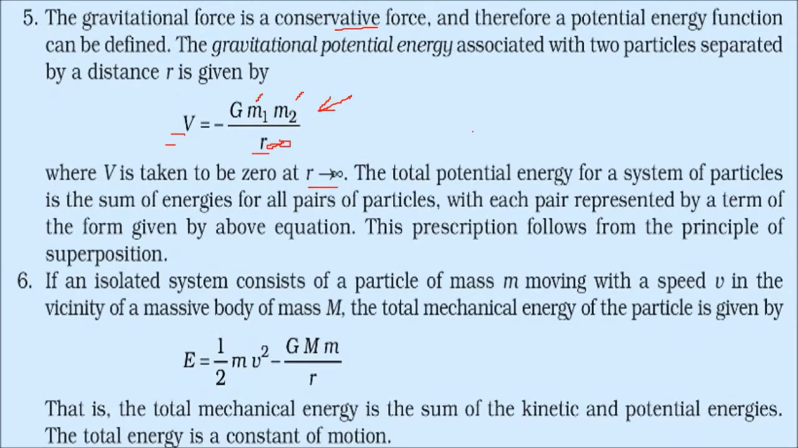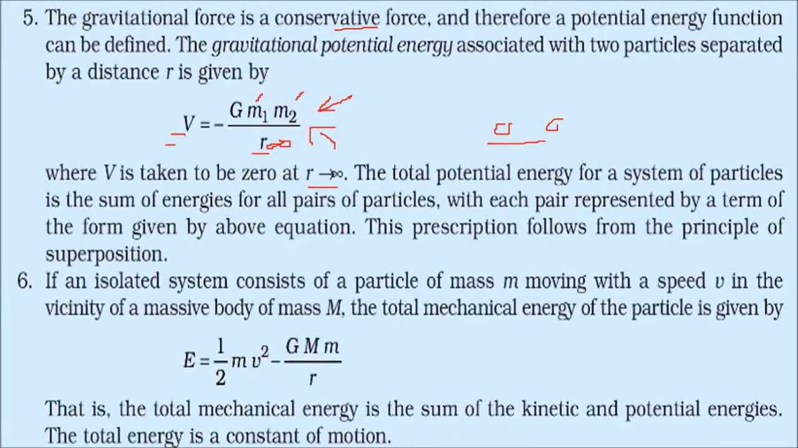So the total potential energy of a system of particles is the sum of the energy of all pairs of particles, where each pair represents a term of the form given in this equation. This prescription also follows from the principle of superposition.